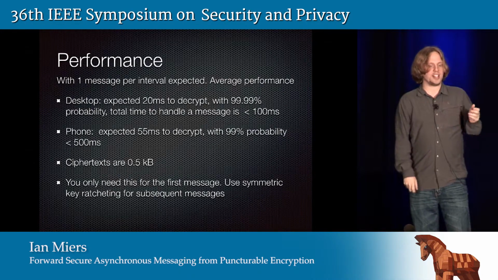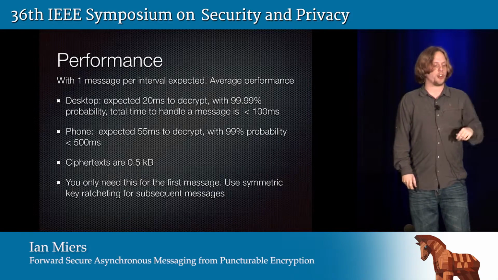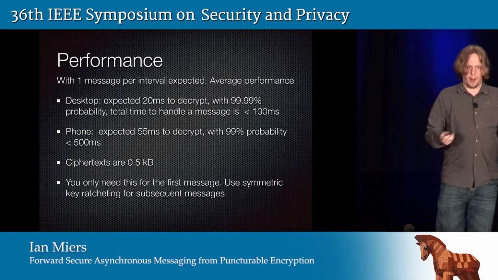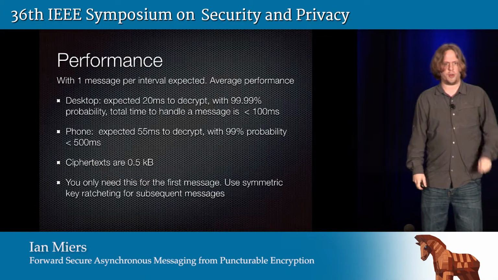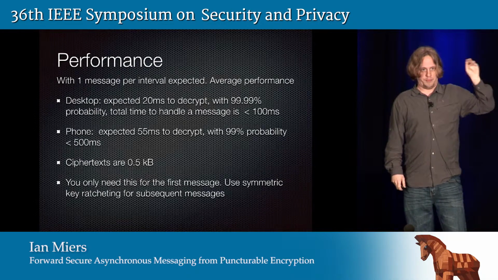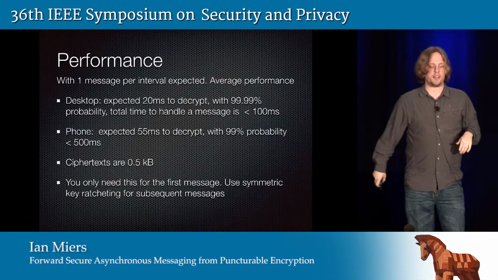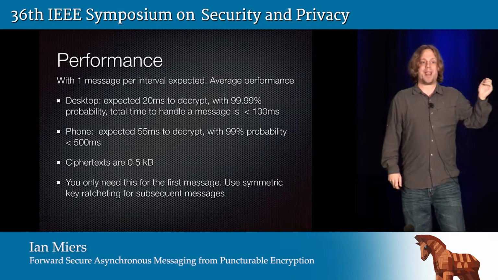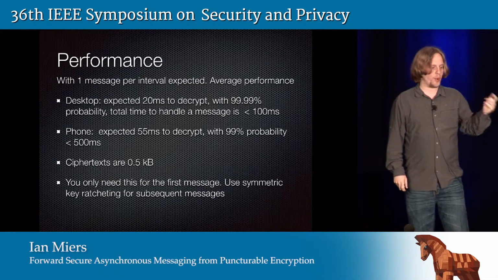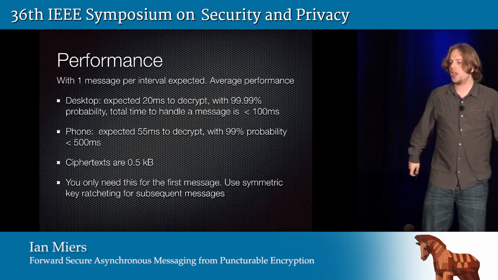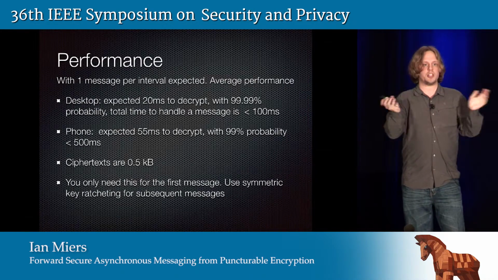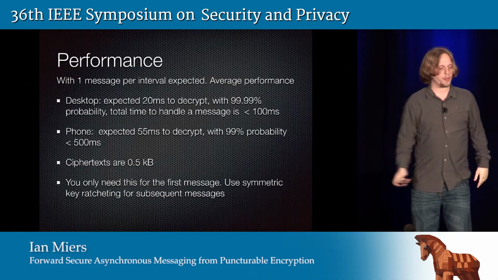On a phone, it's a little worse. It's 55 milliseconds to decrypt with 99% probability. It's less than 500 milliseconds. And there are some optimizations you can do to this. In particular, this data was for when you get a message, you try to derive the tree-based key for that time interval immediately, if you already haven't. And you could batch those up and do them beforehand, and that would save you some time and power and having to wake the phone up. So you'd probably want to do that in practice. The ciphertexts are actually pretty small. They're about 0.5 kilobytes for just encrypting, say, a symmetric key that you use to actually encrypt the message.